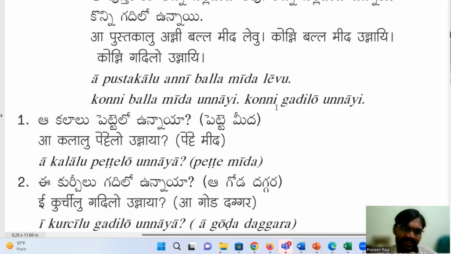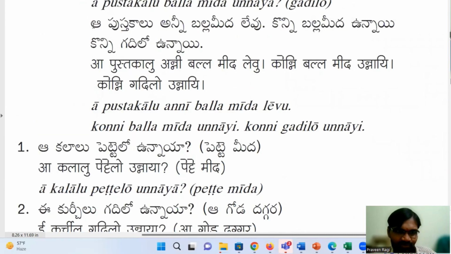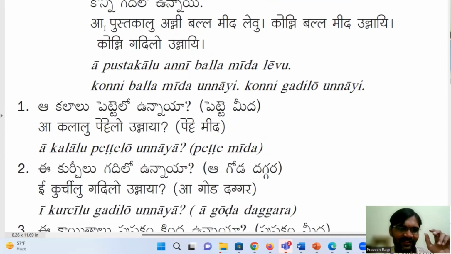Aa kalalu pettelo unnayi. I'll keep this also in the same view so you can see and make the sentence. Can you try the first one? Aa kalalu pettelo unnaya. Kalalu anni pettelo levu. Konni pette meeda unnai. Konni pettelo unnai. We can say petalo also, it's fine, no problem. We can say pette pakkana unnai, any different location. Okay, try the next one.